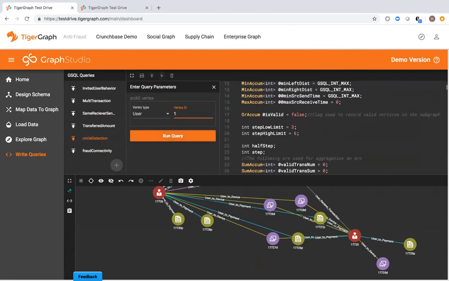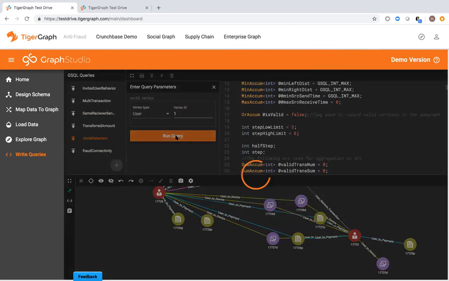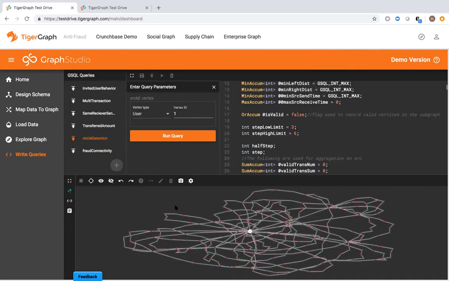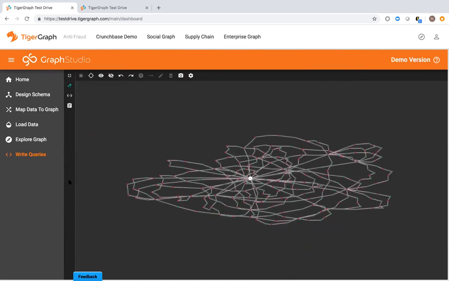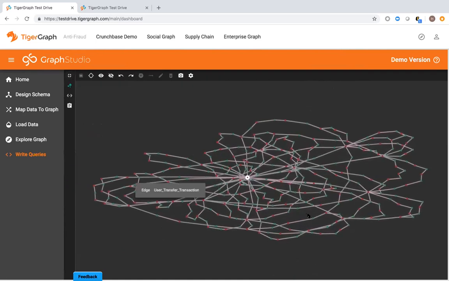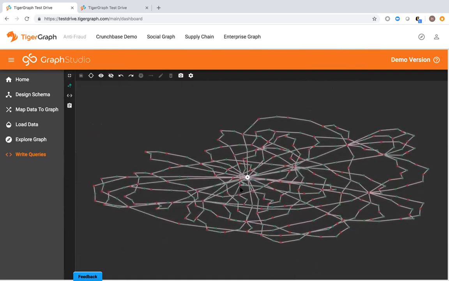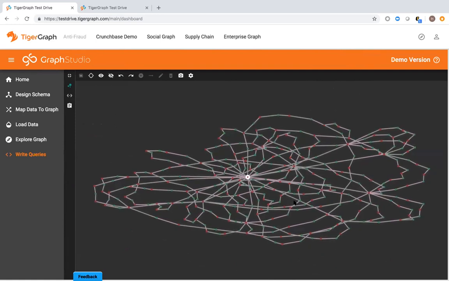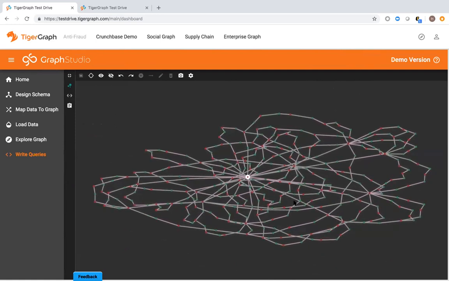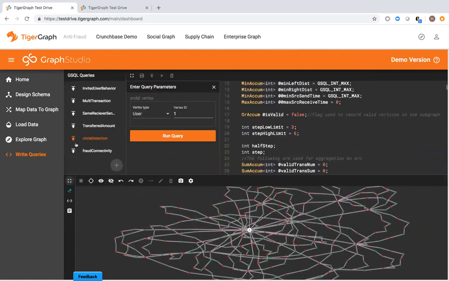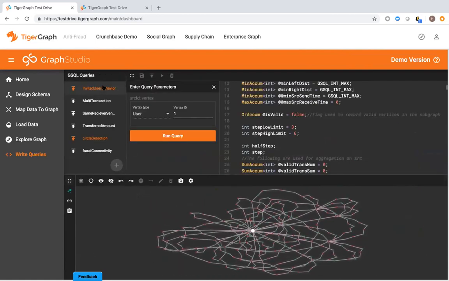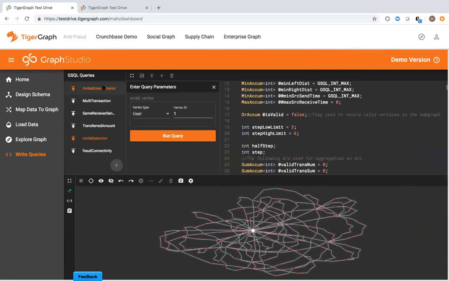For example, for user 1, it shows all the money circles from user 1 and come back to user 1 within 6 hops. You can see this large subgraph. Okay, I've shown 3 queries from straightforward ones to more complex ones for link analysis. As you can see here, we have more queries, and you can try this anti-fraud use case in the test drive on our website. Hope you enjoyed the demo, and let me hand back to Emma.